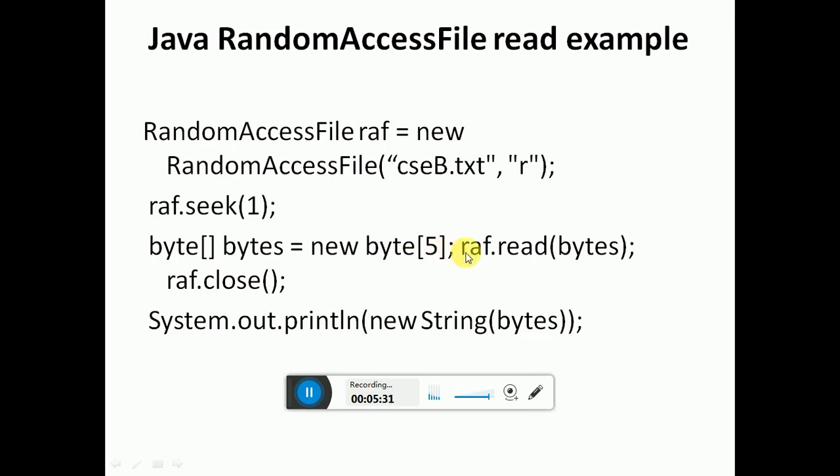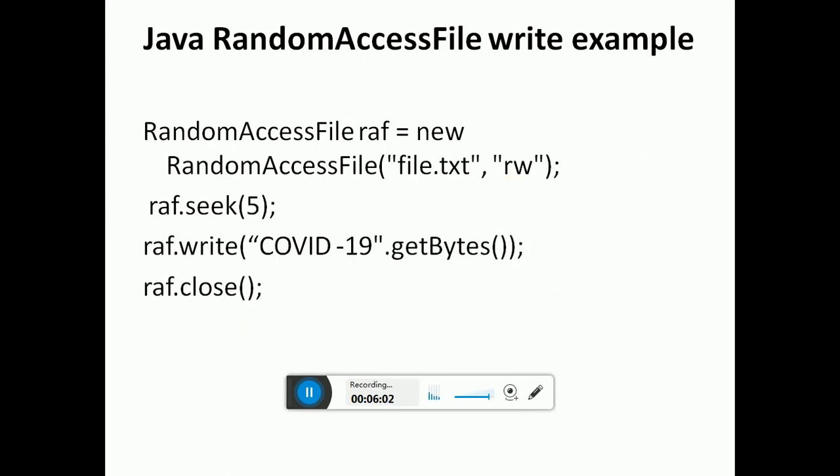Now we are going to perform the read operation on the RandomAccessFile, and whenever I call this method, the file pointer is going to read the data from the file. The number of bytes read is the size of your array, and the data will be stored into the bytes. And then we are going to close the file. Now we are going to show the data on the output screen by converting those bytes into a string.